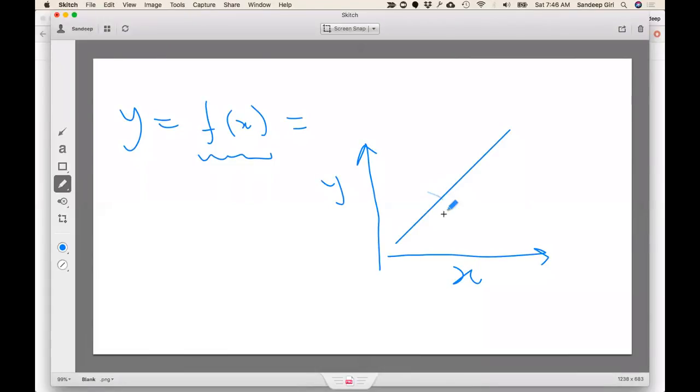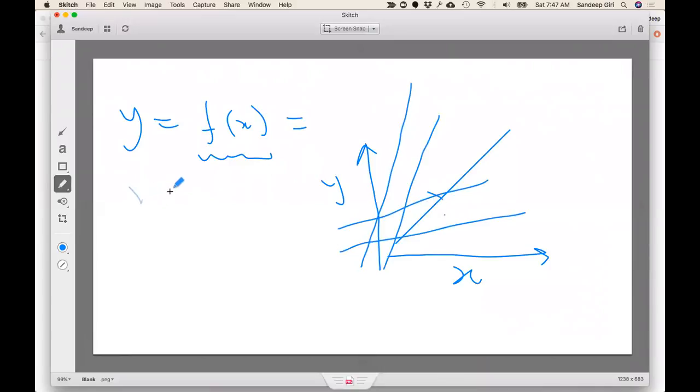We don't know. Even if we say there's a linear relationship between y and x, still there are two parameters. One, what is the slope of this line, and two, how far it is from the center. How far it is from the center is c. So y equals mx plus c.